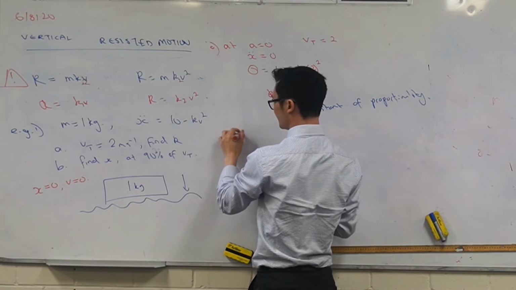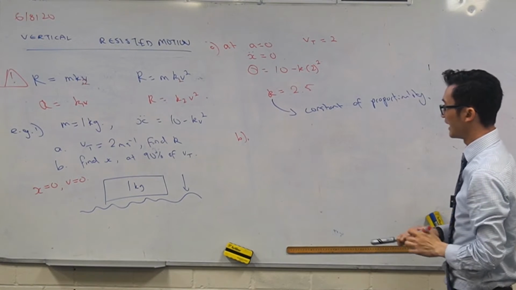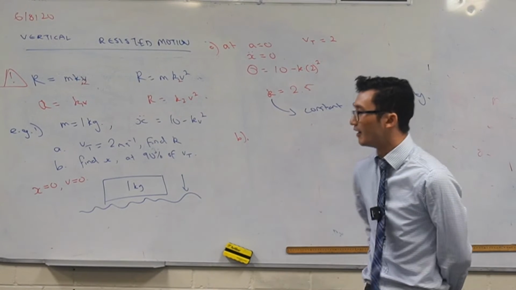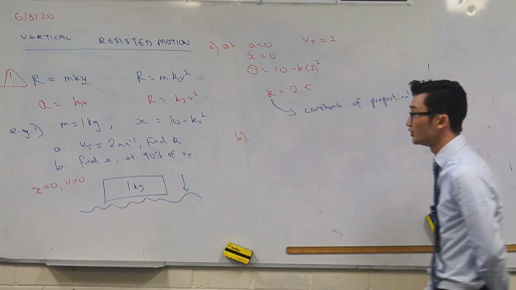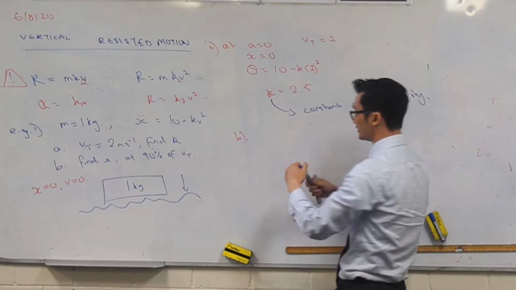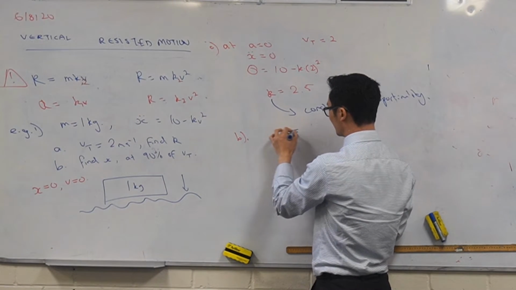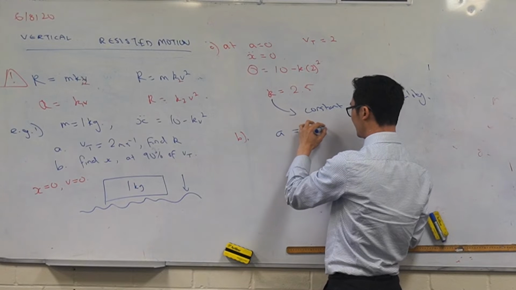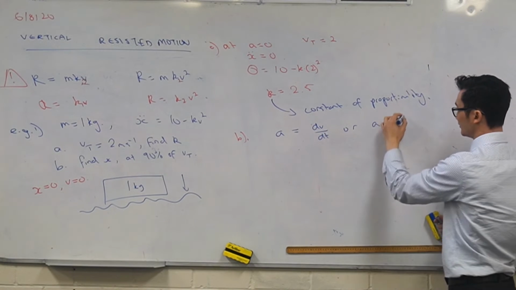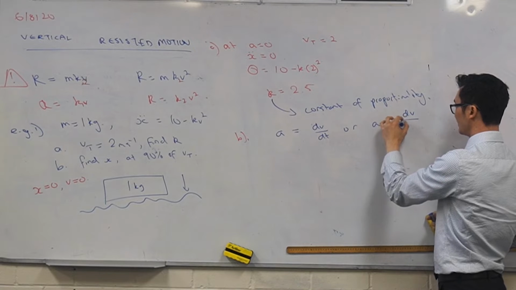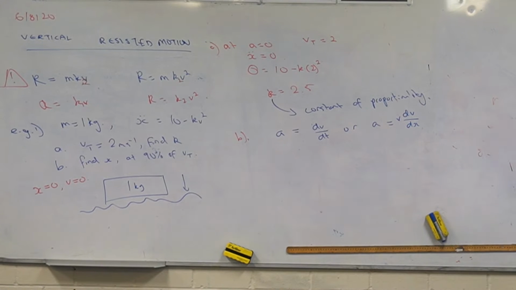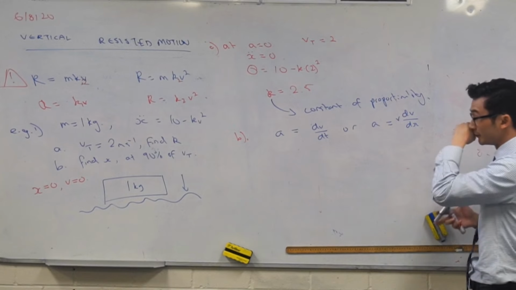Part B, right? Find x at 90% of v sub t. So remember when I said that the difficult part of mechanics is choosing the right acceleration form, because we have a few different forms, right? We have that the acceleration can be equal to dv dt, or what was the other one? Acceleration could be equal to v dv dx, remember that one? Yeah, okay. So there were those two forms there that we could have used.